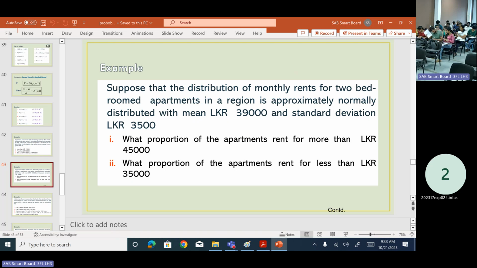After this, change it to 39,000 and 3,000. And the values they got. So 39,000, standard deviation 3,500. So in the question also I have made this 45,000 and 35,000.